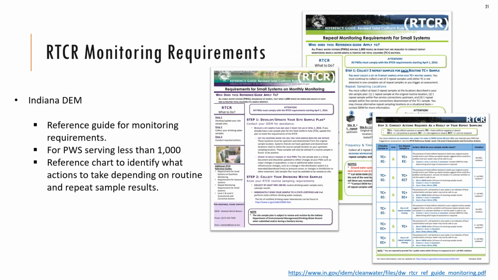Indiana Department of Environmental Management also has short fact sheets serving as reference guides for monitoring requirements. These fact sheets are again designed for smaller systems, but the information provided can be applicable to larger systems. These fact sheets provide concise information on the steps water systems should take when they are required to comply with the RTCR, and also include an easy to read table to help systems figure out, depending on the results of their routine and repeat samples, if there was an MCL violation, if there wasn't, and what actions public water systems are required to take.